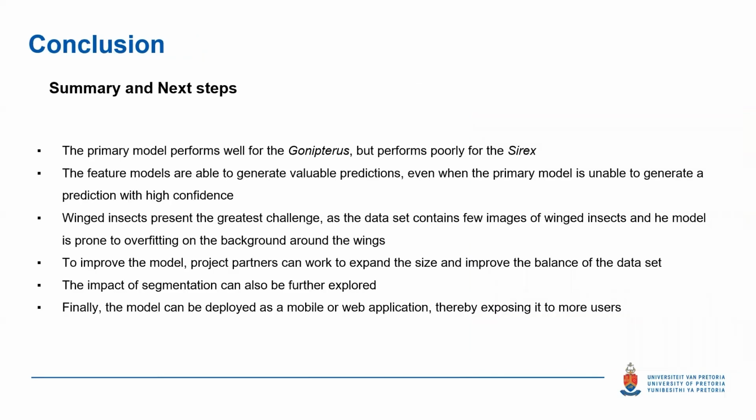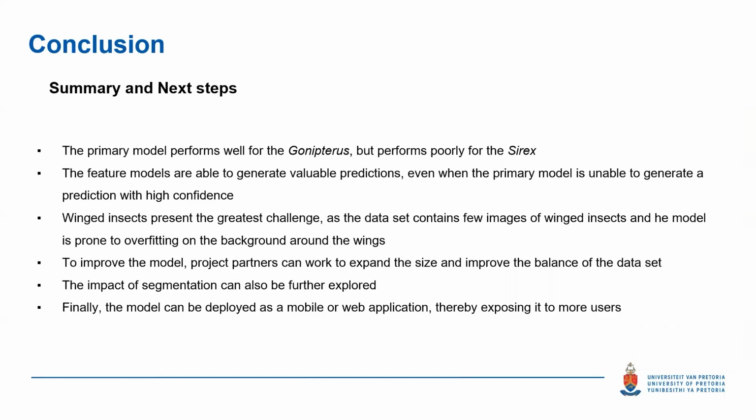In conclusion, the primary model performs well for the Gonipterus, but performs poorly for the Sirex. The feature models are able to generate valuable predictions even when the primary model is unable to generate a prediction of high confidence. Winged insects present the greatest challenge, as the dataset contains few images of winged insects and the model is prone to overfitting on the background around the wings.